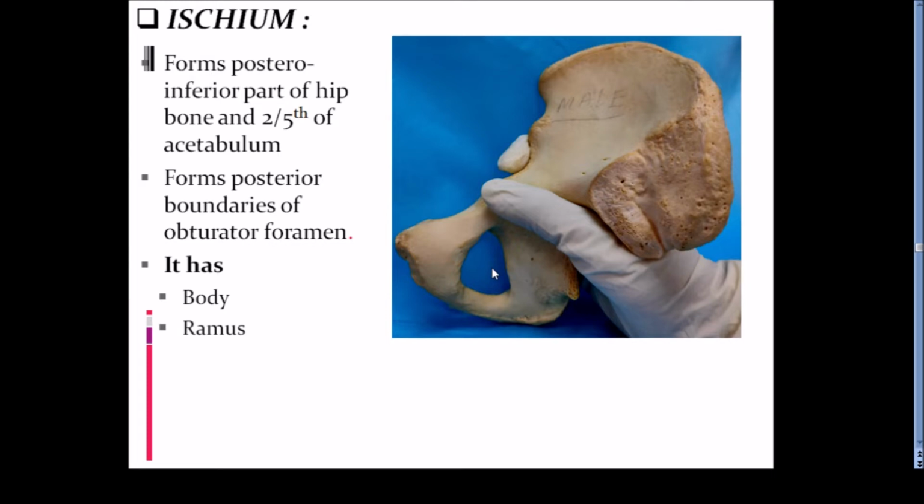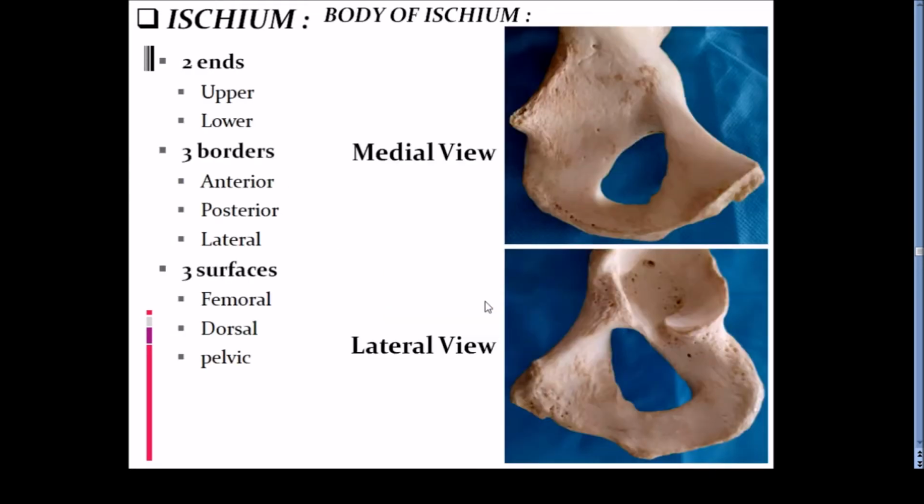The external features: the ischium bone has body and the ramus. So first we discuss the body of ischium. The body of ischium is a thick and massive mass of bone than the pubis. It lies below and behind the acetabulum. It has two ends, upper end and lower end, three borders, anterior border, posterior border, and lateral border, and three surfaces: femoral surface, dorsal surface, and pelvic surface.